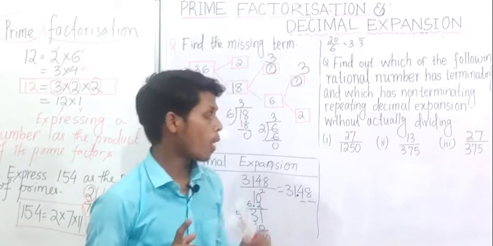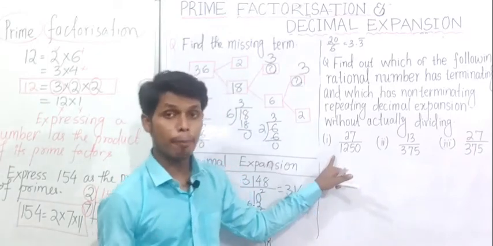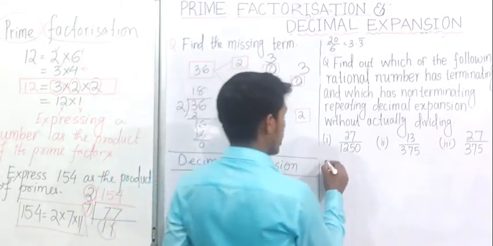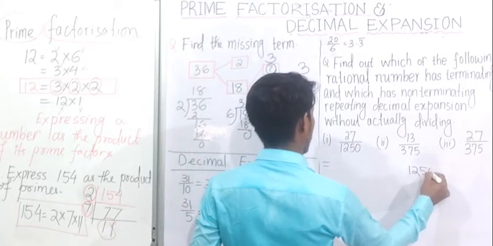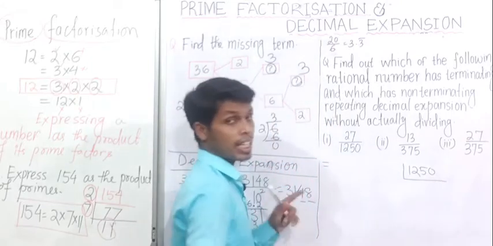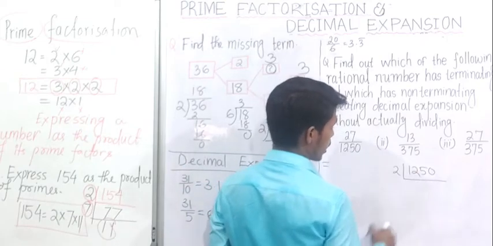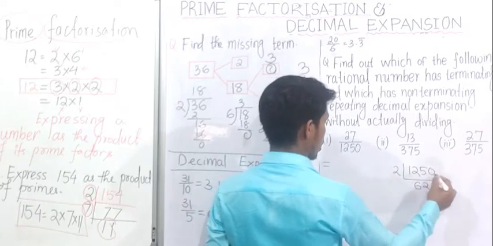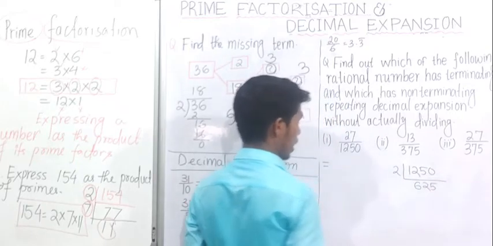What's the first step while solving this type of question? The first step is always to find the prime factorization of the denominator. Okay, so let's do it. Here the denominator is 1250. So let's find the prime factorization of 1250. Here a 0 is at the unit place, so it is exactly divisible by 2. So let's take 2 as the factor. 2 6s are 12, 2 2s are 4, here 1 will be remainder, so 10 will be left. So 2 5s are 10.